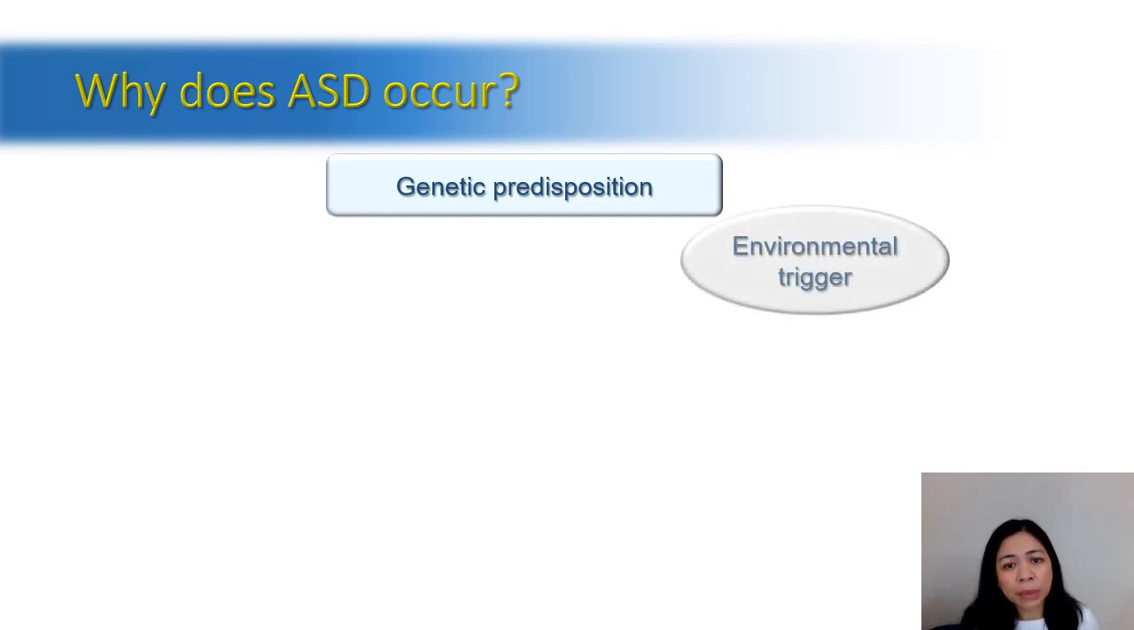After the genetic predisposition, there's believed to be an environmental trigger, although what this trigger is is still not so clear. Some studies have shown an association between ASD and environmental triggers such as fever during pregnancy, exposure to heavy metals, and some other illnesses during pregnancy.